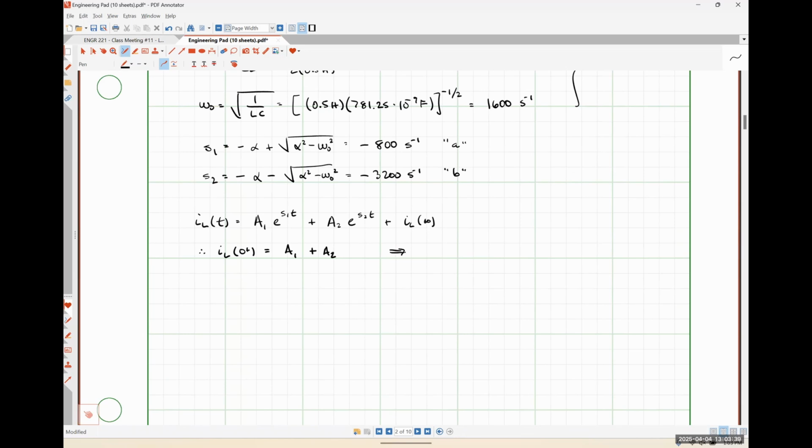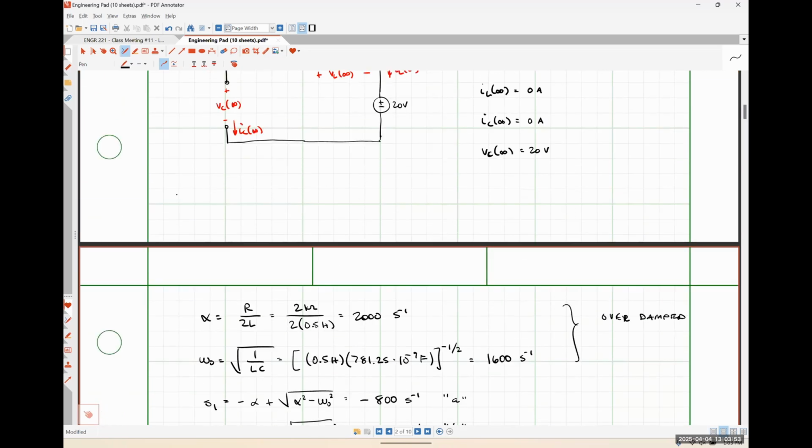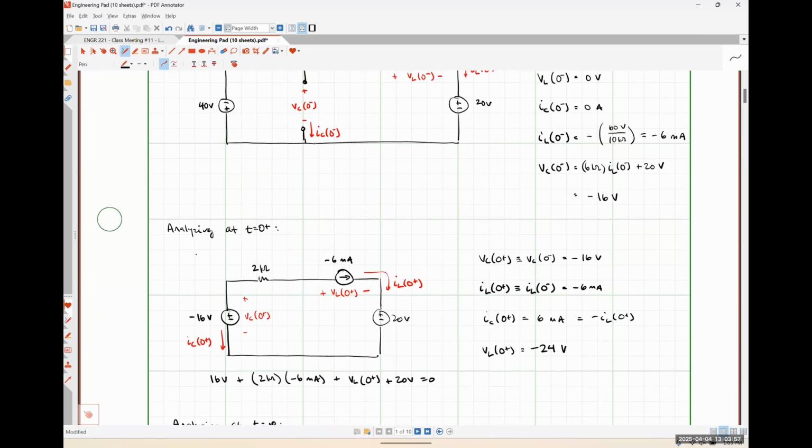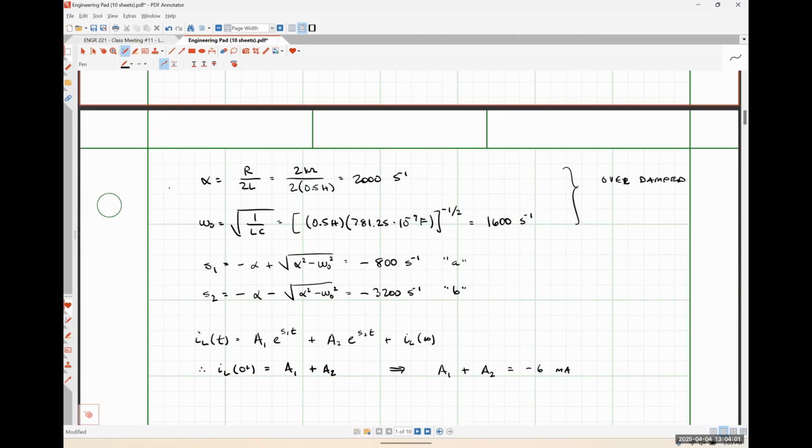IL at 0 plus was negative 6 milliamps. So we have A1 plus A2 is equal to negative 6 milliamps as our first equation in our system. Let me just double check here and make sure that IL at 0 plus was indeed negative 6 milliamps. I was correct.